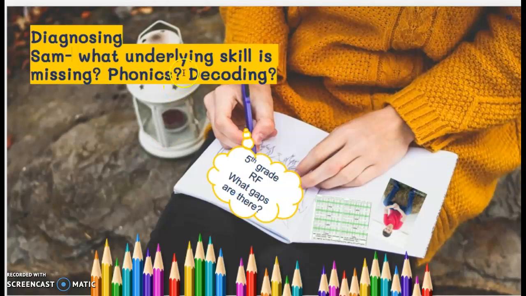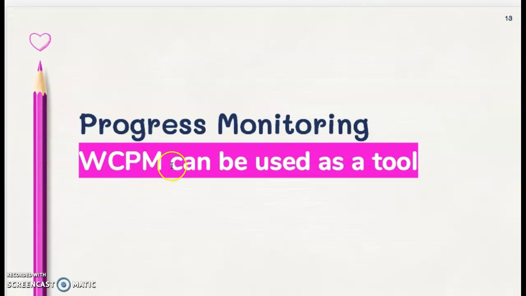So you decide, what else is there? What are his strengths? What underlying skills are missing? Do I need to do some phonics assessment? Does he struggle with any specific words that he's decoding? So you want to start looking at some patterns before you make your goal. And once you make your goal, you can use words correct per minute as a tool.